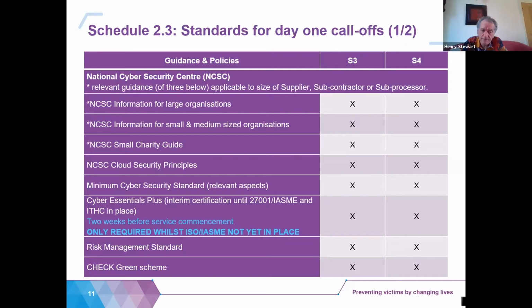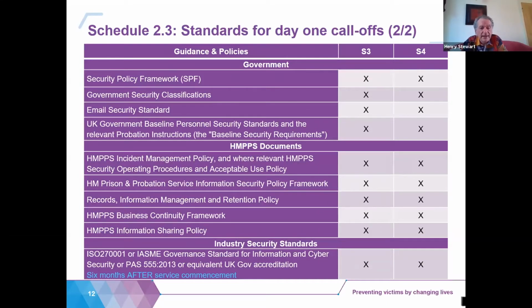I'll be talking a bit later about what's involved in Cyber Essentials Plus, but that is a certification you will need by 2 weeks before service commencement, so in June 2021. You will need ISO 27001 or IASME by 6 months after the service commencement. That is an absolute requirement. And again, later on, we'll be talking about what's involved in those.